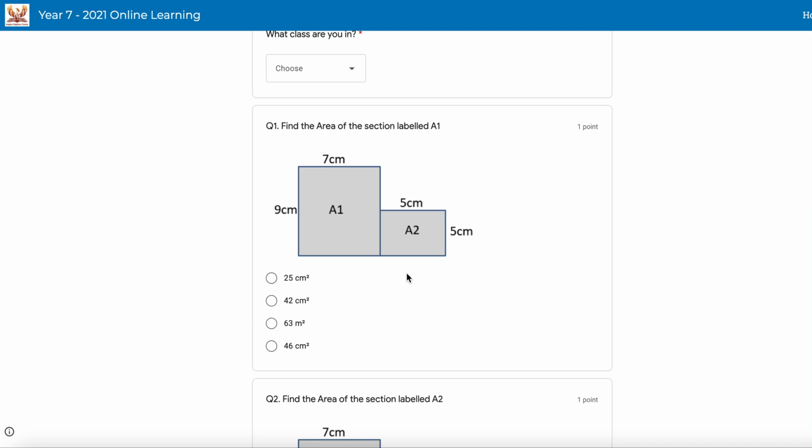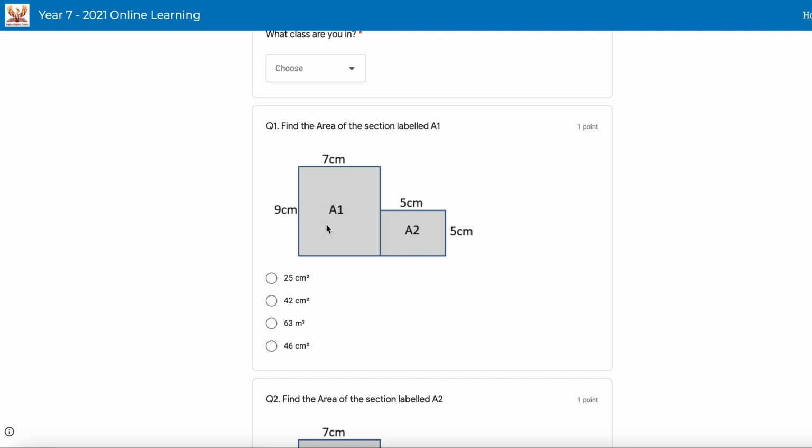So question 1 is very similar to the question in the video. We've got a composite shape here. They've already divided it into two, and they're actually going to get us to find the area of this shape first, then the area of this shape, and then add them together. So question 1 is find the area of the section labeled A1.